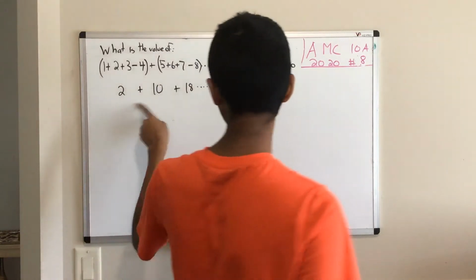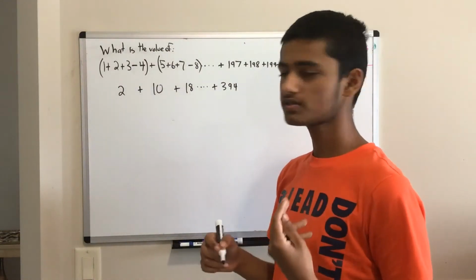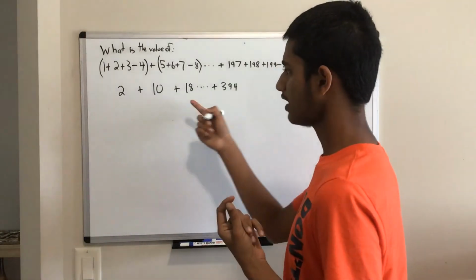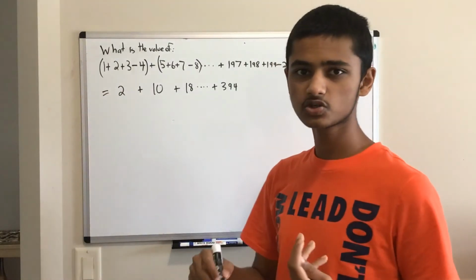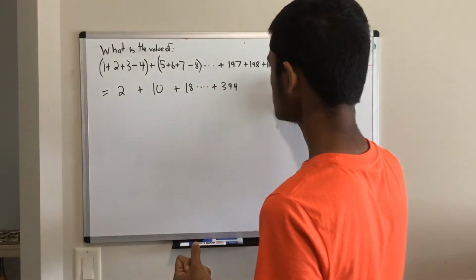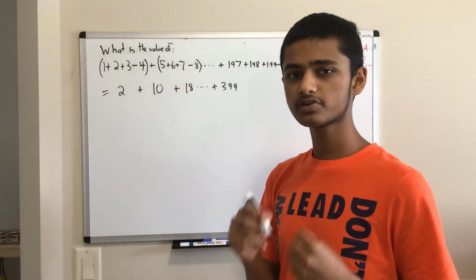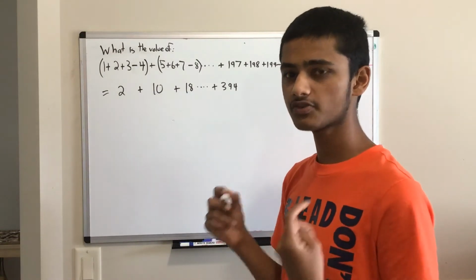So you see here that this is an arithmetic sequence with a common difference of 8. And all we have to do now is just find the sum of this arithmetic sequence over here. And we know that there's 50 terms because we're grouping them by 4, and the last term is 200. So the number of terms must be 200 divided by 4, which is 50.